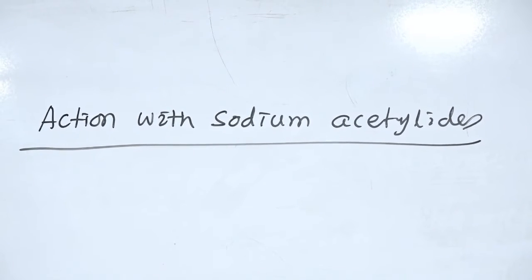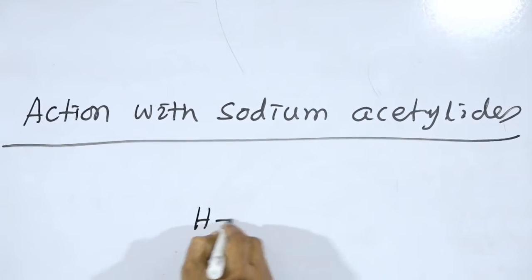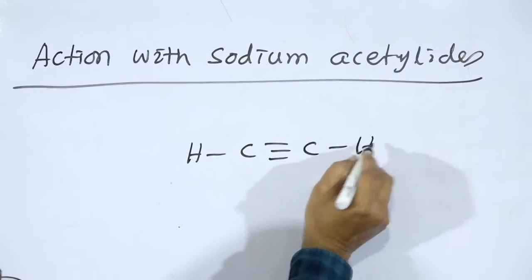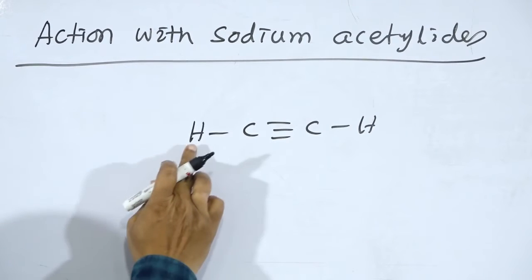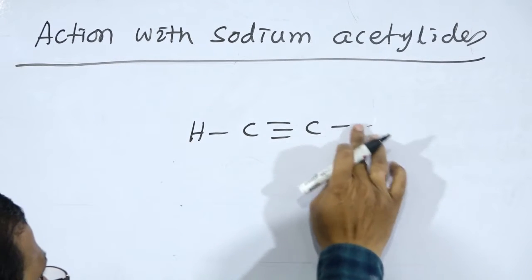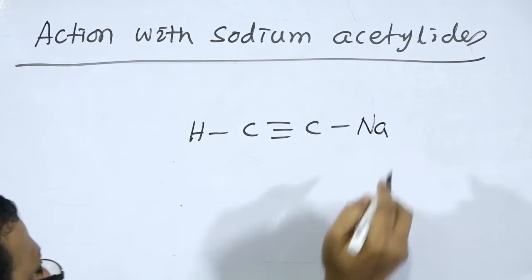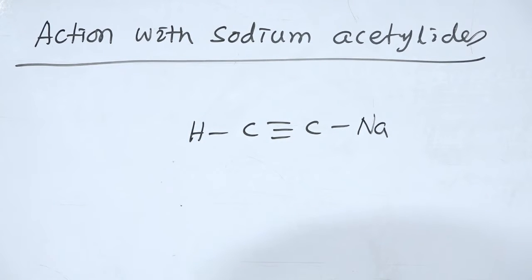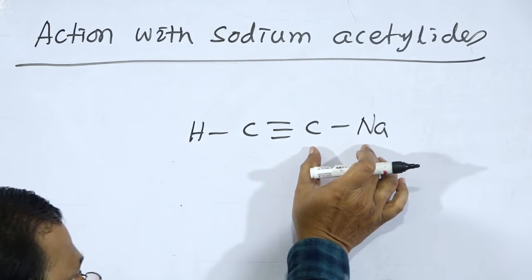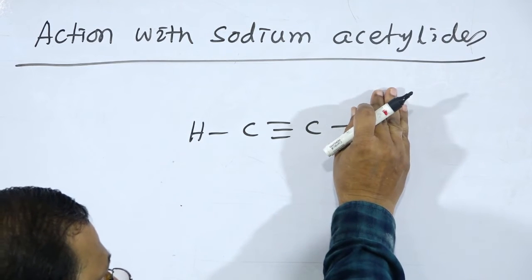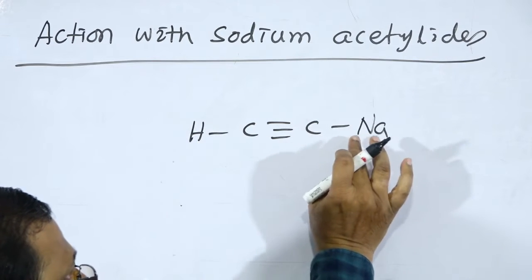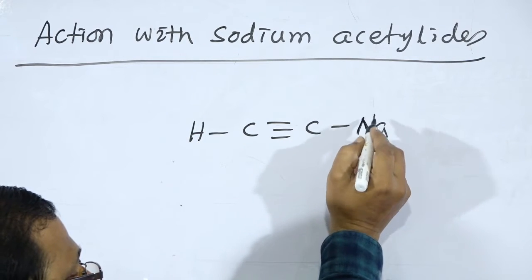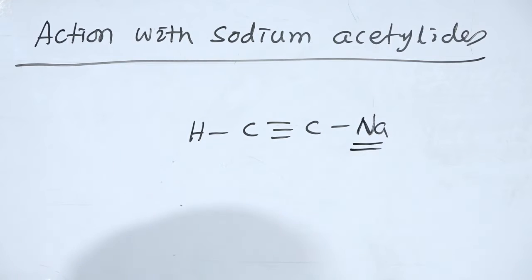Sodium acetylides. Acetylene is H-C triple bond C-H. These hydrogen atoms are acidic in nature, and these acidic hydrogen atoms can be replaced by sodium, and there is the formation of sodium acetylide. CH triple bond CH is known as acetylene. These hydrogen atoms are acidic and can be replaced by the metal sodium. So there is the formation of sodium acetylide.